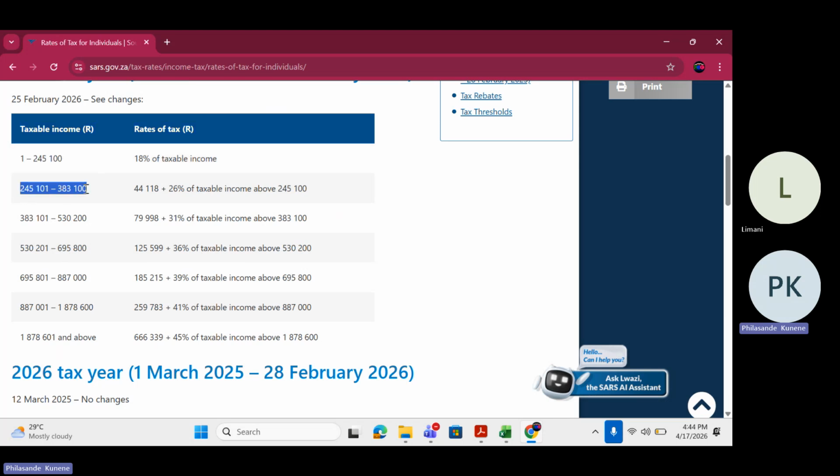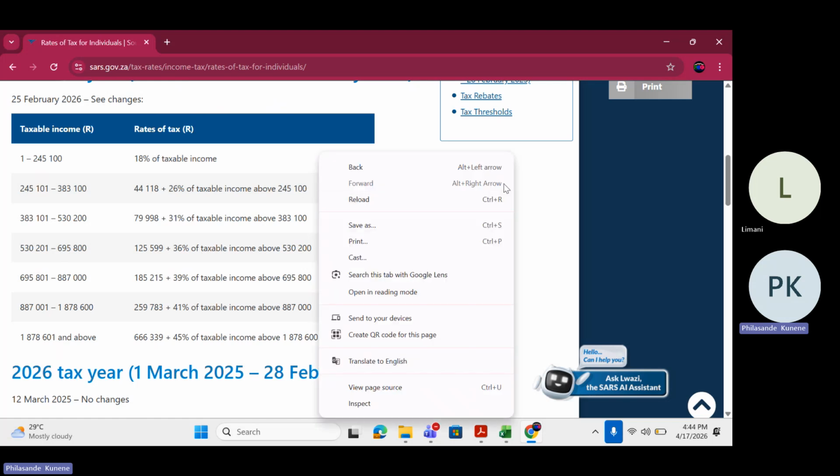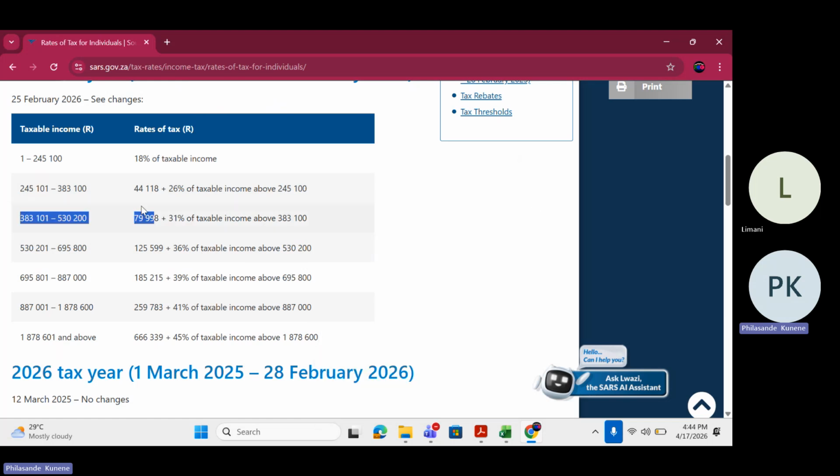So if you're earning 300,000, this is how we're going to calculate your tax. You're going to pay 44,118 plus 26% of taxable income above 245,100. So this is how we're going to calculate your tax from this category.